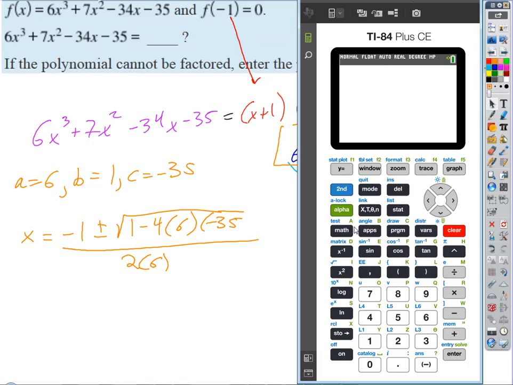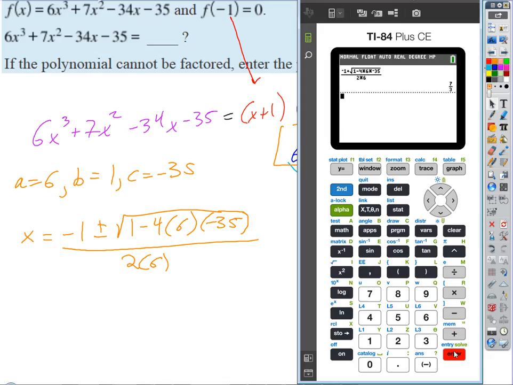So I'm going to use the fraction template. I can just go alpha F1 to get the fraction template. And then on top we're going to do -1 plus square root of 1 minus 4 times 6 times -35. I guess I should have probably done that, huh? Okay. All divided by 2 times 6. And that gives us an answer of 7/3.